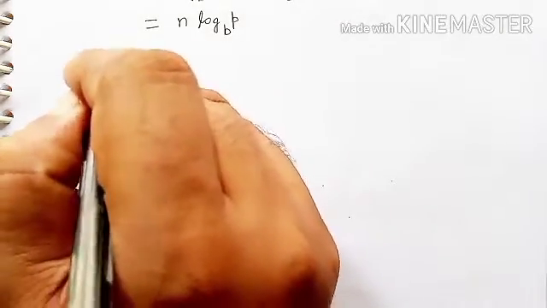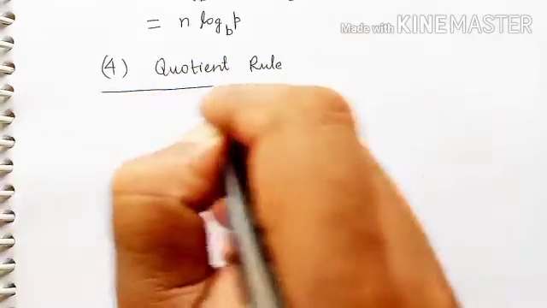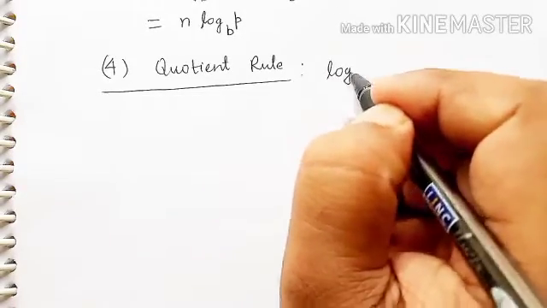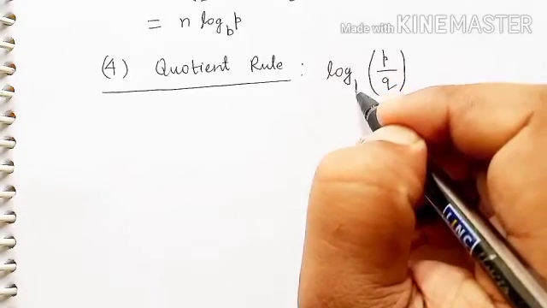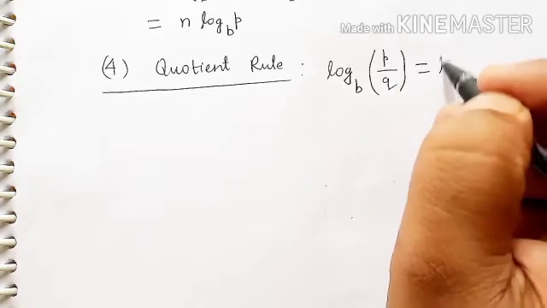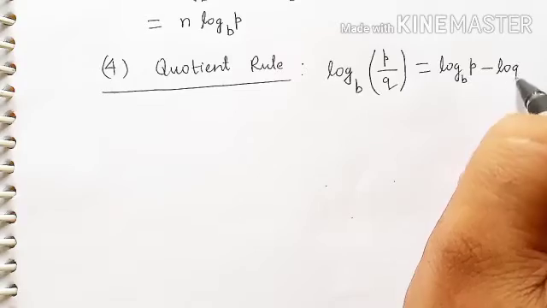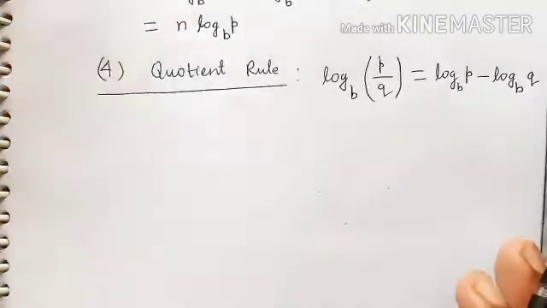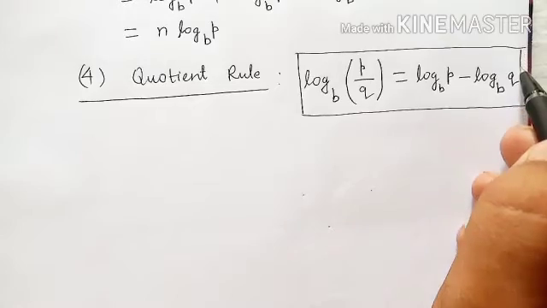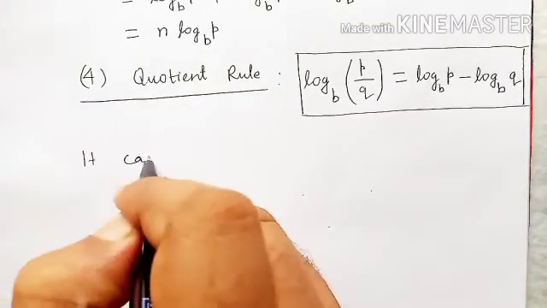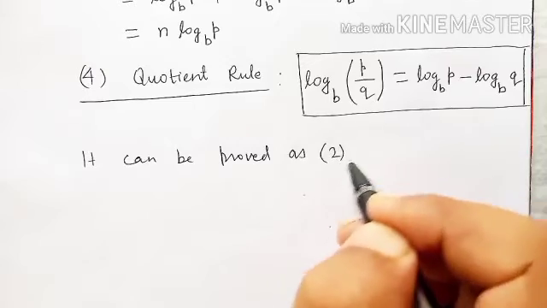Now the fourth one is the quotient rule. This one is log of p divided by q to the base b, which is equal to log of p to the base b minus log of q to the base b. It can be proved as the second rule.